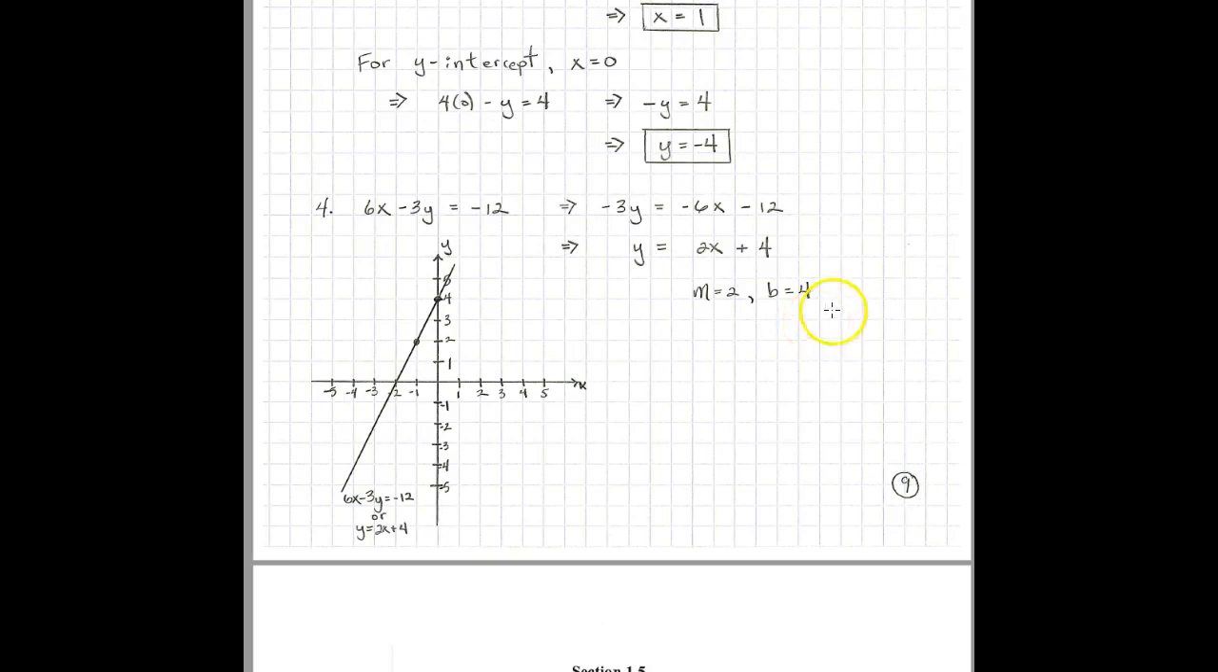The easiest way to graph it is to go ahead and plot the y-intercept at 0, 4, right? b is 4, so when x is 0, y is 4. And then a slope of 2 means the change in y has to be 2, divided by the change in x has to be 1. So if I go up 2 in the y direction and over 1 in the x direction, that gives me a positive slope of positive 2. And then just draw a line through that.